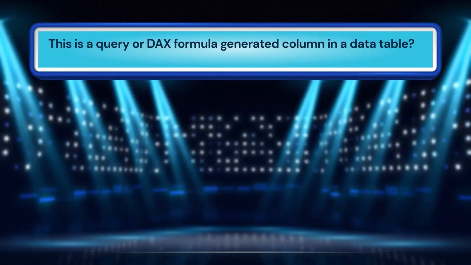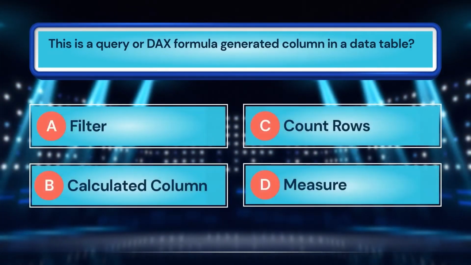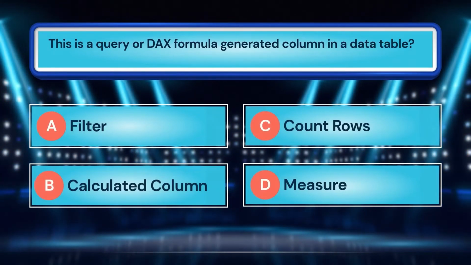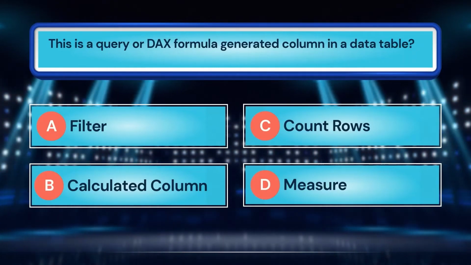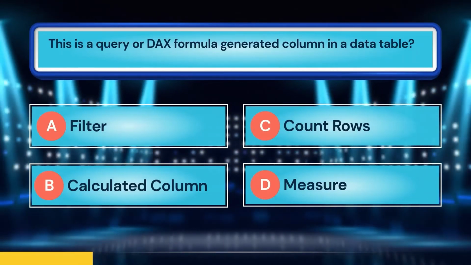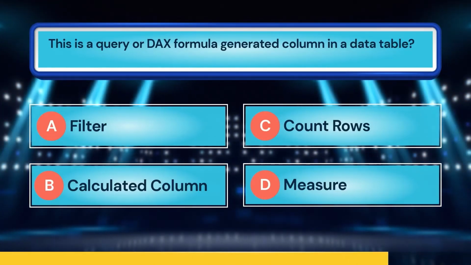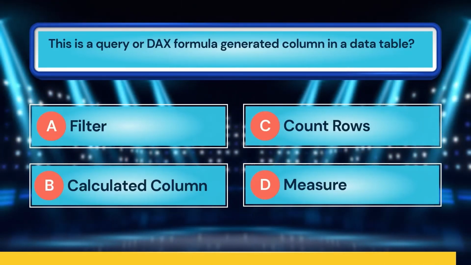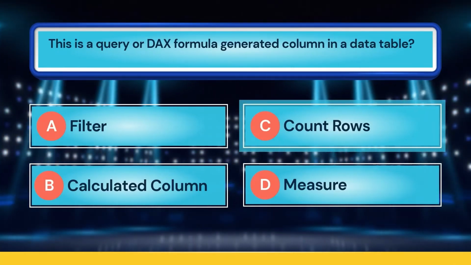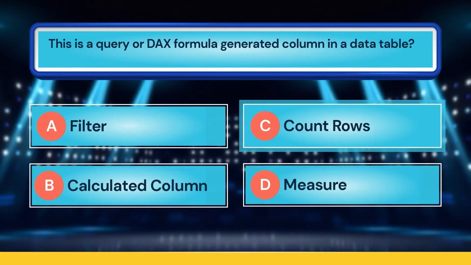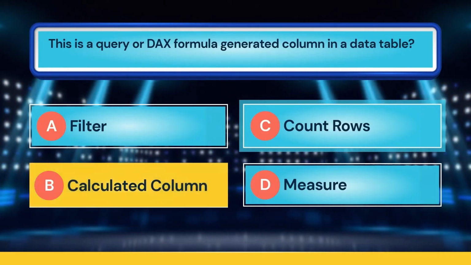This is a query or DAX formula generated column in a data table. A. Filter. B. Calculated column. C. Count rows. D. Measure. Time is up. The correct answer is B. Calculated column.